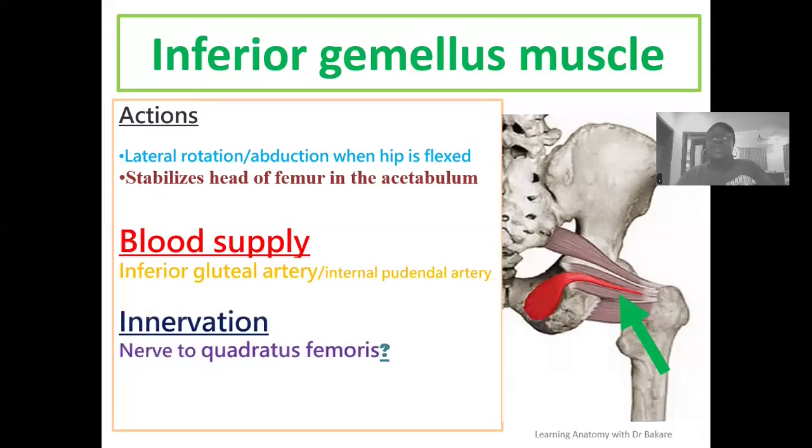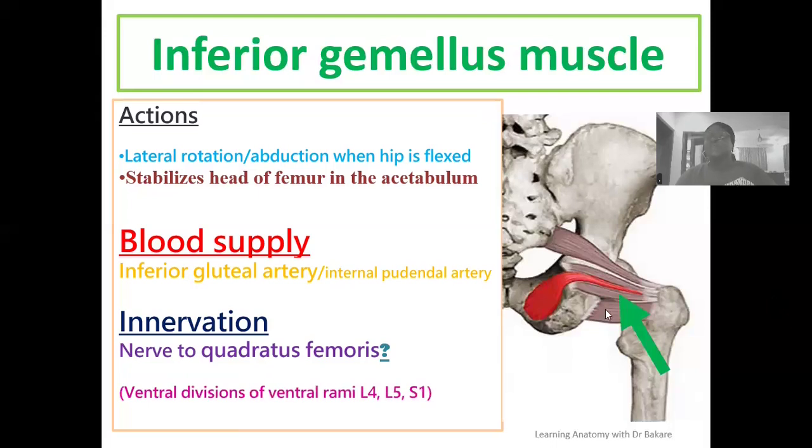This muscle is seen to be innervated by the nerve to the quadratus femoris. The nerve to the quadratus femoris is one of the branches from the sacral plexus, and it is seen to originate from the ventral divisions of the ventral rami from L4, L5, and also S1 spinal nerves. So this is how the nerve to the quadratus femoris emerges from the sacral plexus.